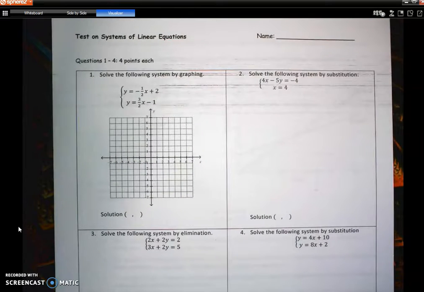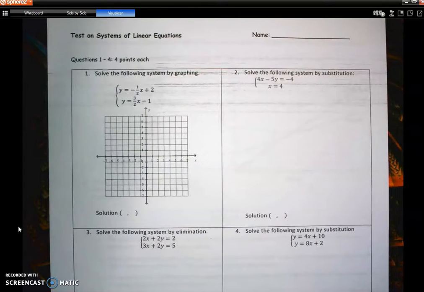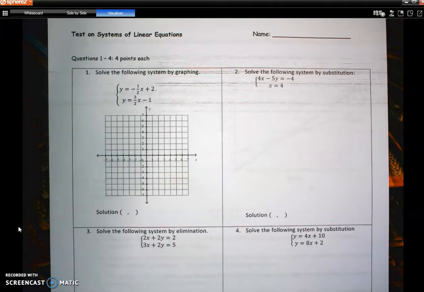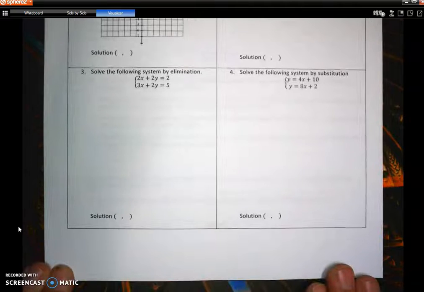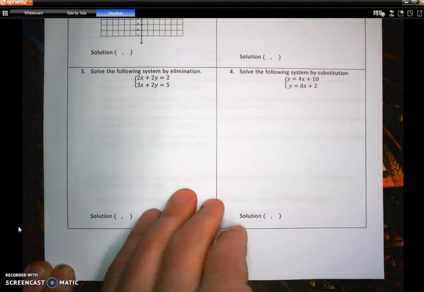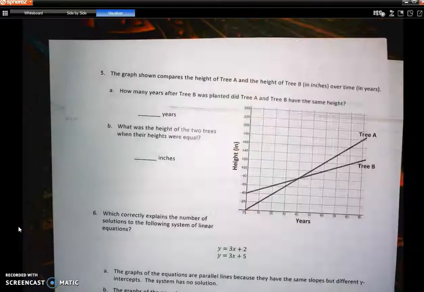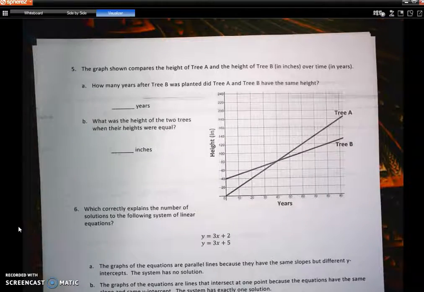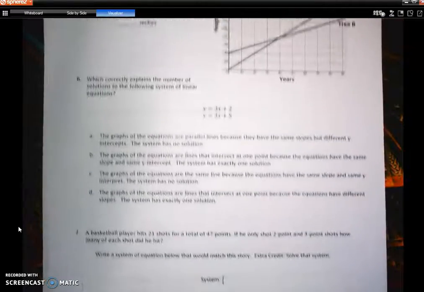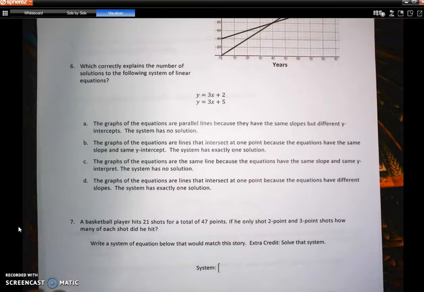Okay, now that was the test review. Here's the test. This is the benefit for watching the whole video and doing your work. I'm showing you all the problems. You can pause the video and see the problems that will be on the test tomorrow, for you to kind of study for them, right? Here's the next page. And again, you can pause this at any time to see them.